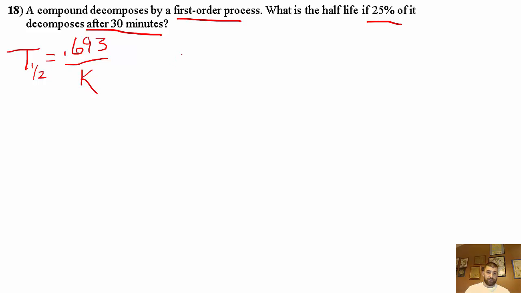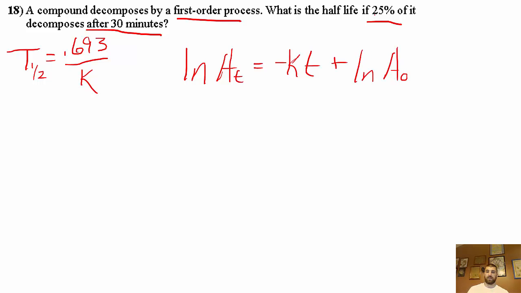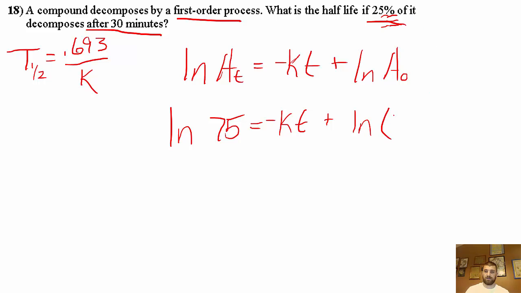Well, we're going to use the first order equation: ln of At equals negative kt plus ln of A0. It says 25% of it decomposes. So how much is left? Well, we'd have ln of 75 has to equal negative kt plus ln of, well, how much should we start with if it's percent? Say 100. 100! All right, good job.